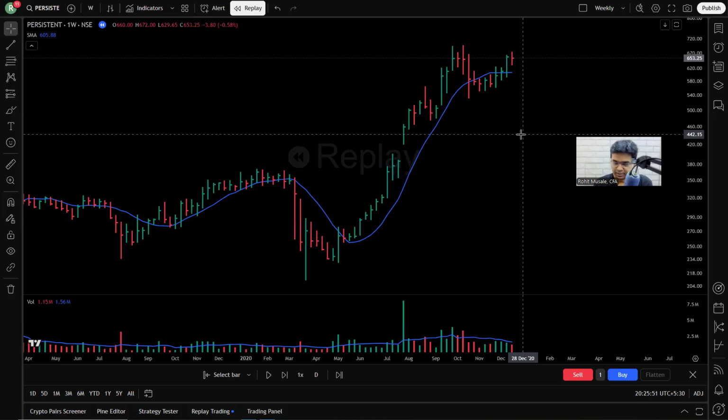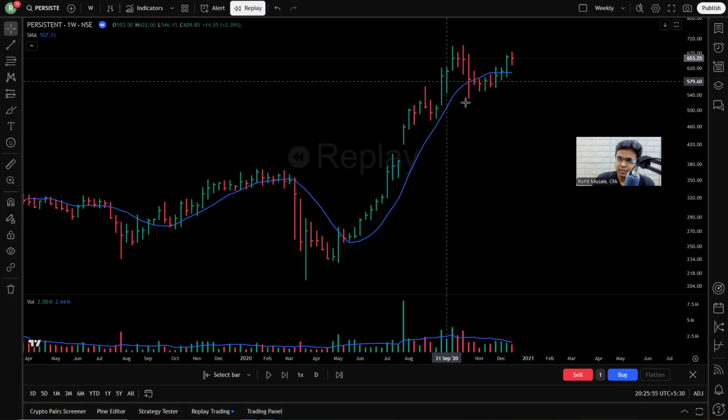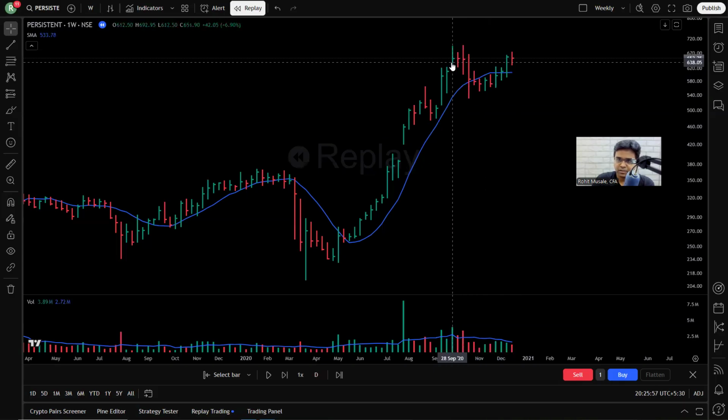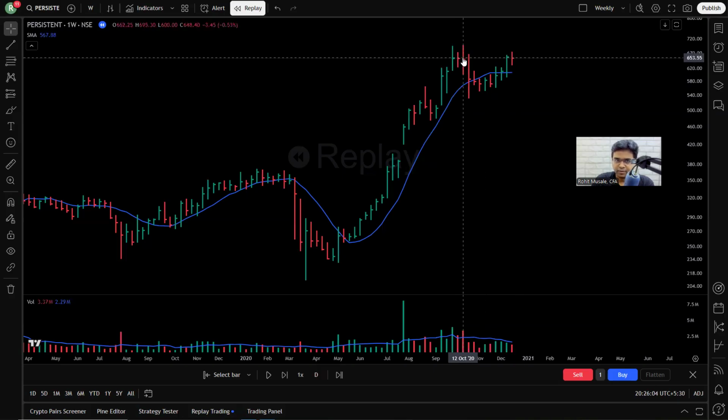Here, the relative strength was 86, which is fair enough for us. Where does the base start? The base starts not from this bar. The high of this bar is 692.95. The high of this bar is 695.30. So 695.30 becomes the high of the base, which is the pivot point.